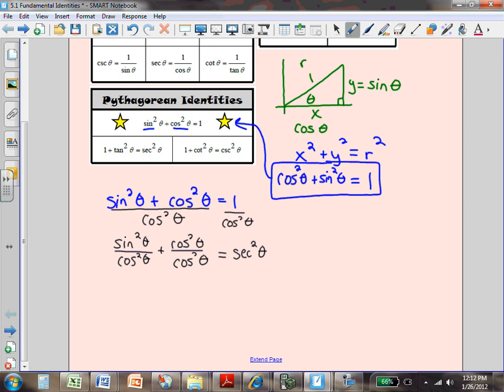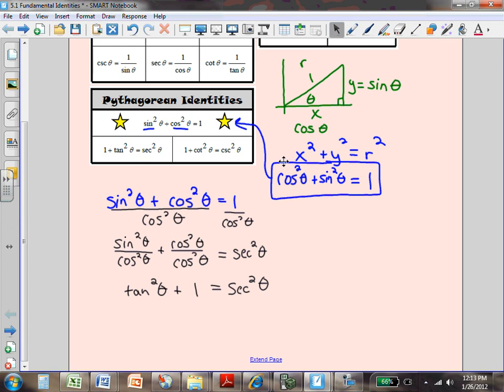And now I'm recognizing some things that I just had before. Sine squared over cosine squared is tangent squared. Sine over cosine, that was tangent. We just looked at that. So this is tangent squared theta. And cosine squared over cosine squared, well, that's just 1. So here's my next identity: tangent squared plus 1 equals secant squared. So tangent squared theta plus 1 equals secant squared theta.